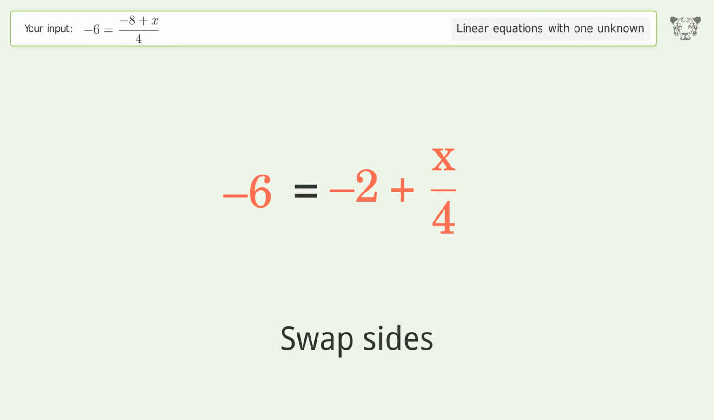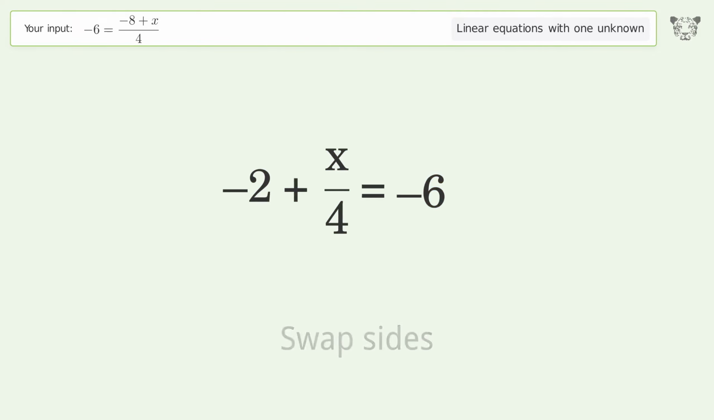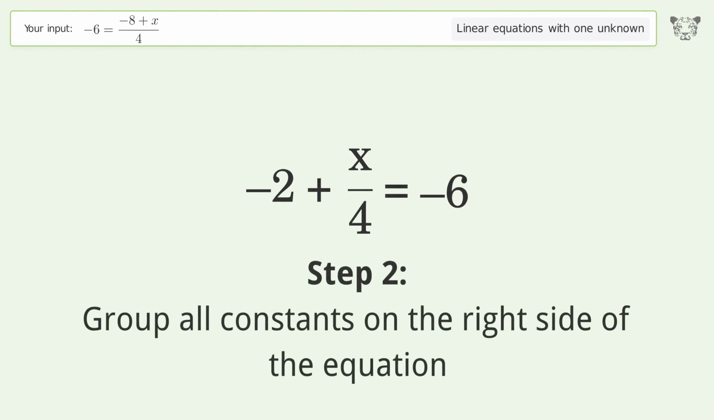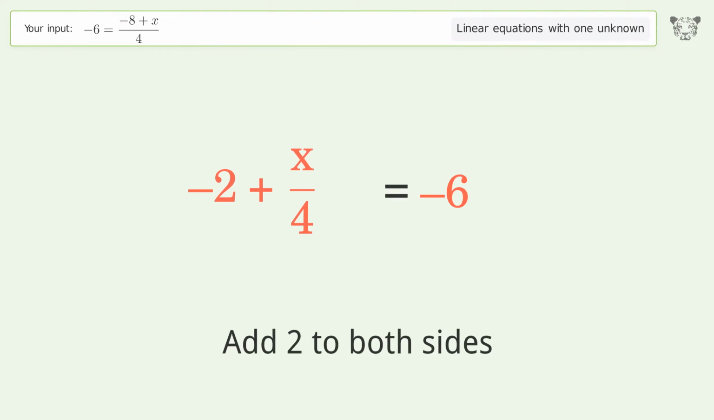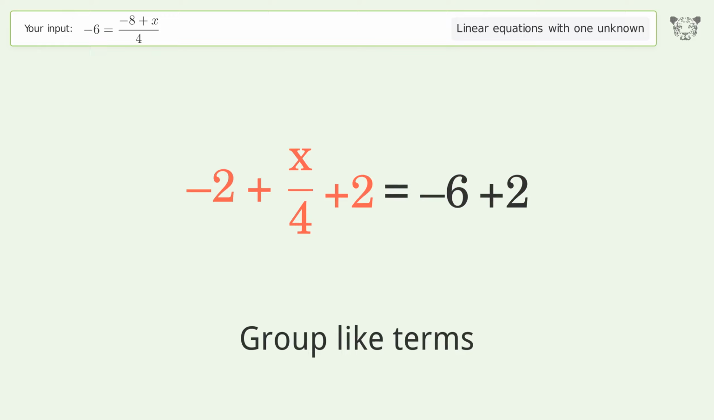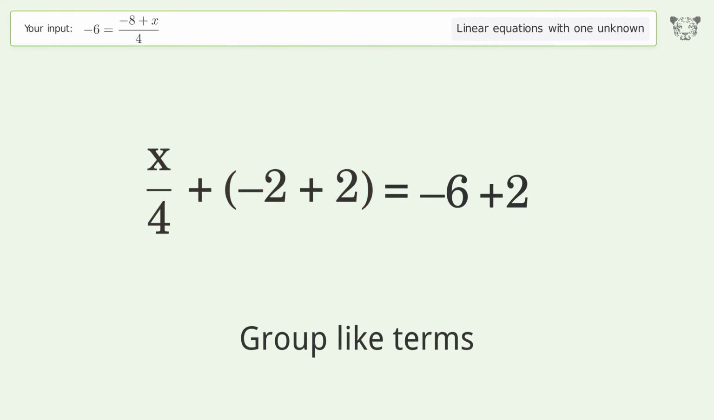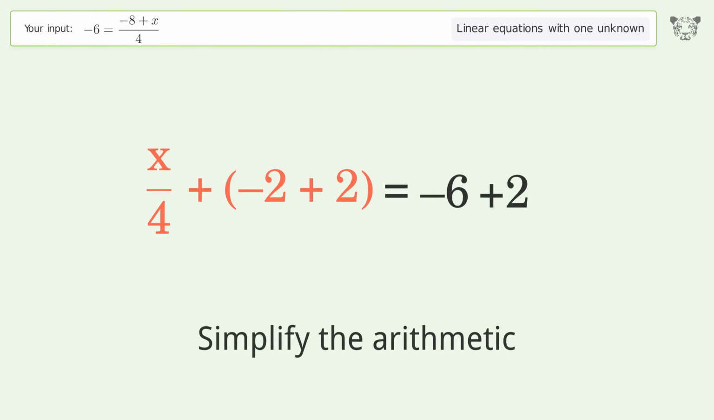Swap sides. Group all constants on the right side of the equation. Add 2 to both sides. Group like terms. Simplify the arithmetic.